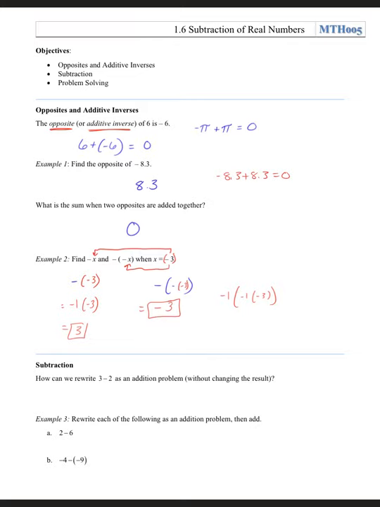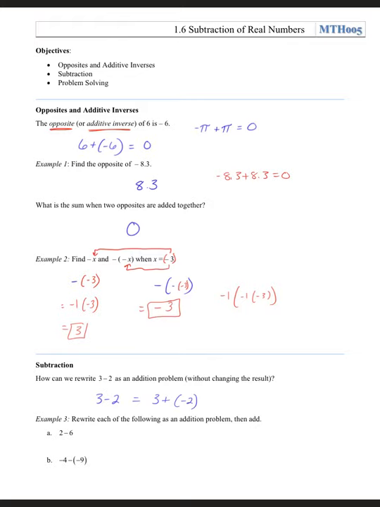The next thing here, how can we rewrite 3 minus 2 as an addition problem without changing the result? 3 minus 2 would be the same as 3 plus a negative 2. You can take any subtraction problem and make it an addition problem by adding the opposite. Because when we look at this value right here, this is a positive 2. If we were to cover up the 3 and the minus, we're making that 2 negative and changing that to addition.